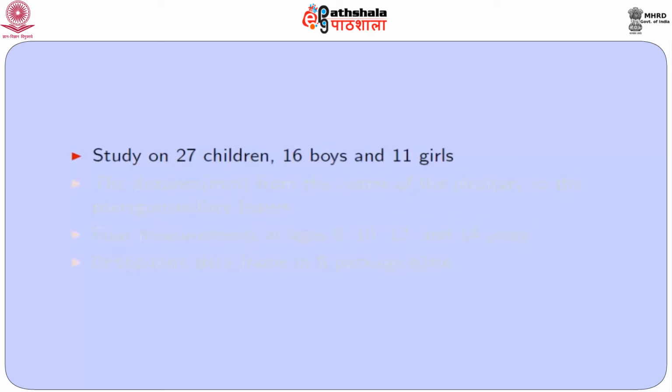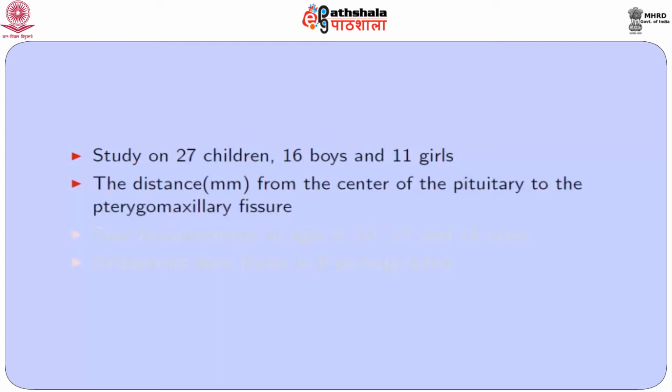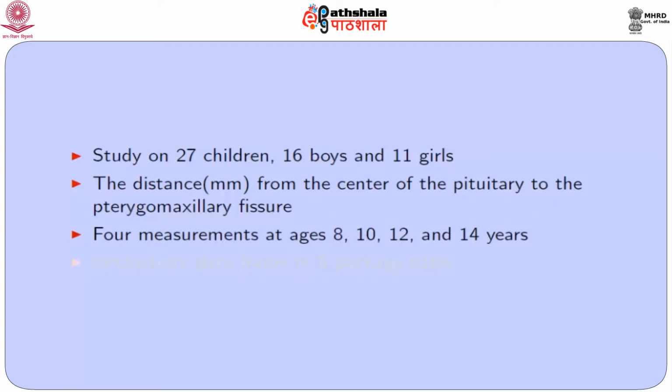Now this data has a study on 27 children, 16 boys and 11 girls. For each of them, the distance from the center of the pituitary to the pterygomaxillary fissure is measured. This measurement is taken 4 times, at the ages of 8 years, 10 years, 12 years and 14 years. The R package nlme has this data stored inbuilt, and it is called the Orthodont data.